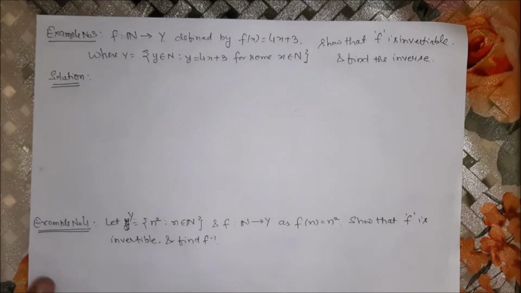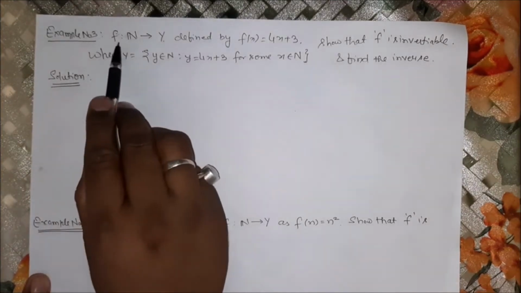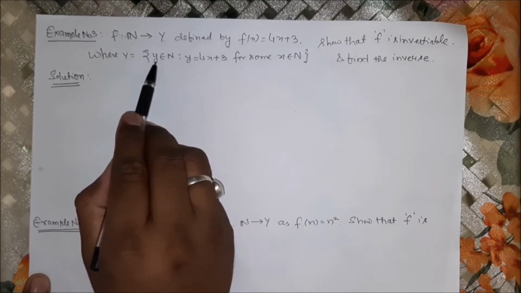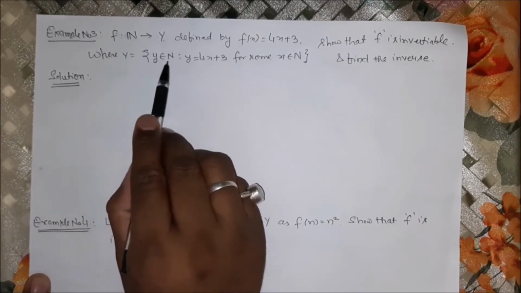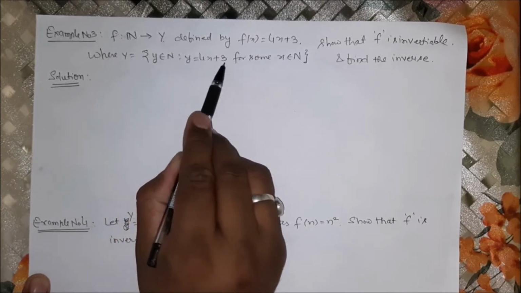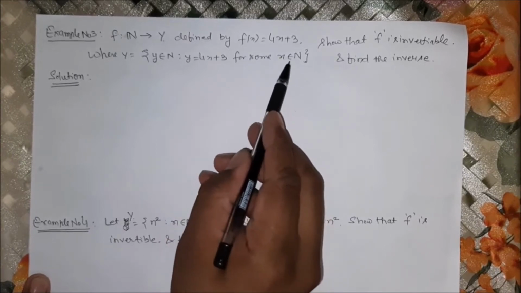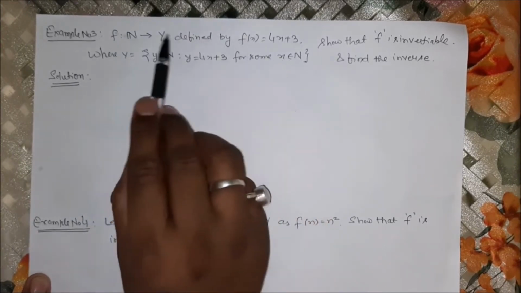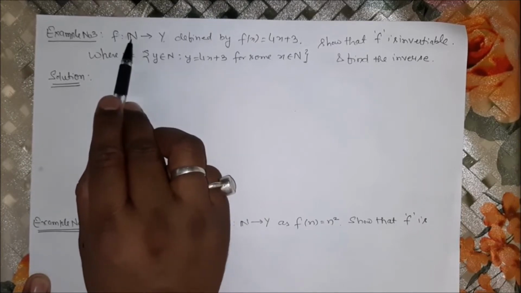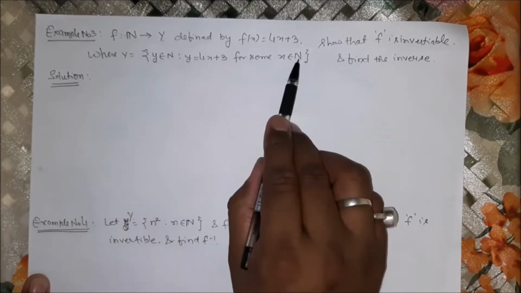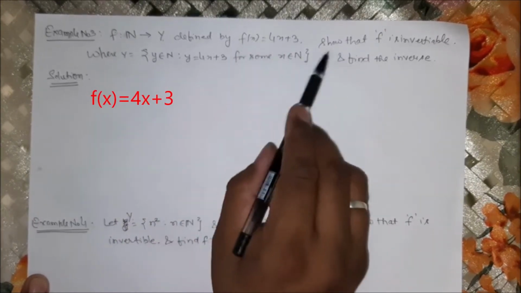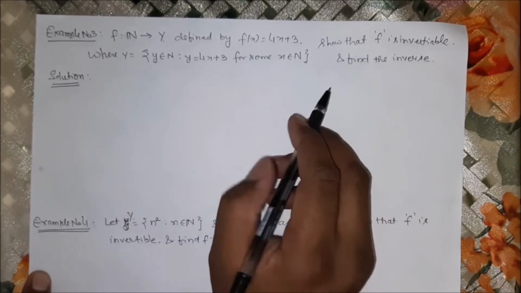Now see the working rule. Let us say f is defined from the natural numbers to y, where y is any set such that y is equal to 4x plus 3 for some x belonging to the natural numbers. This function is defined from set N to set Y, where N stands for natural numbers and Y stands for this set, and f(x) is given by 4x plus 3. We need to check whether f is invertible or not.